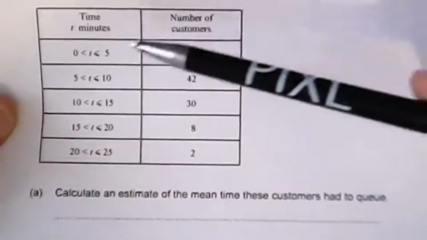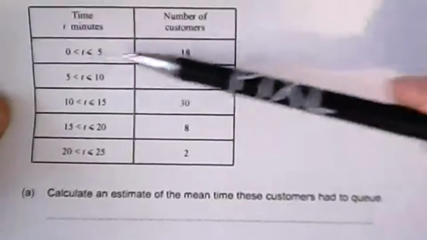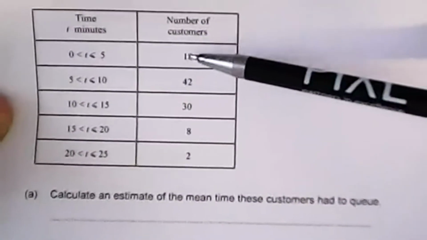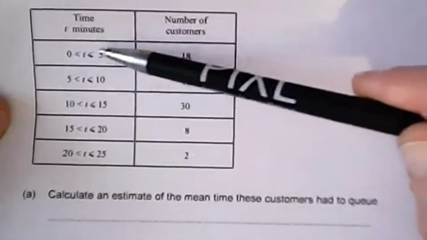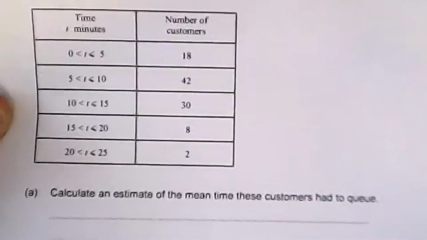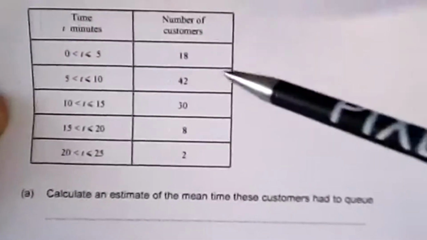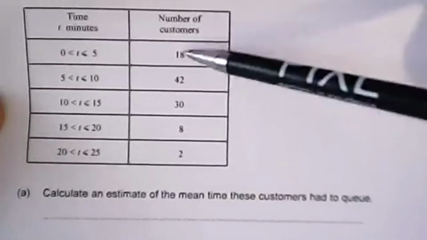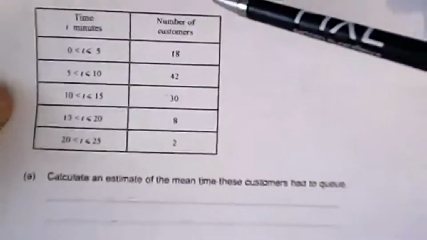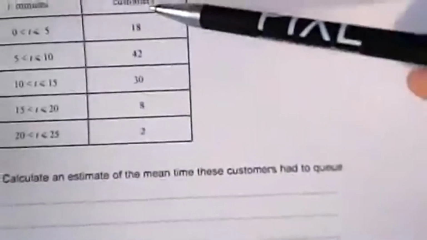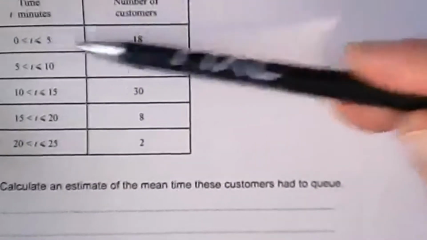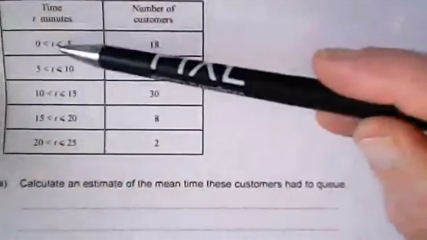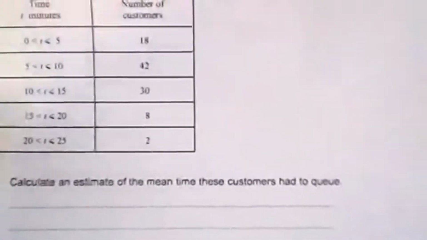So 18 people queued between 0 and 5 minutes. That's what that means. Now, the problem here is, from this information, we don't know exactly how long between 0 and 5 those people waited. And when we think about the mean, a mean is add up the numbers and divide by the number of numbers. So we're going to divide by 100 at the end, but what numbers have we got here? One person could have had 2 minutes, one person could have had 5 minutes, one person could have had 3.5 minutes. We don't actually know.